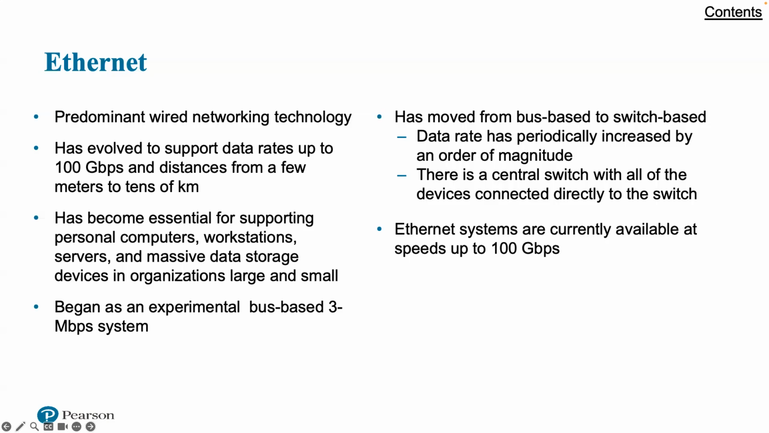Here's a brief chronology. 1983, 10 megabits per second. 1995, 100 megabits per second. 1998, 1 gigabit per second. 2003, 10 gigabits per second. And in 2010, there were 40 gigabits per second and 100 gigabits per second.